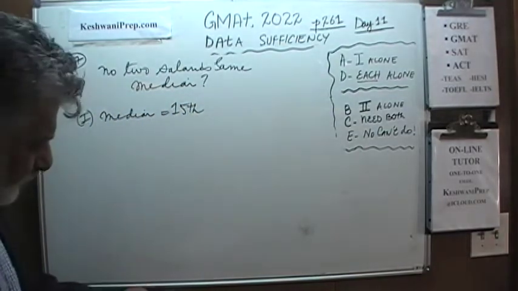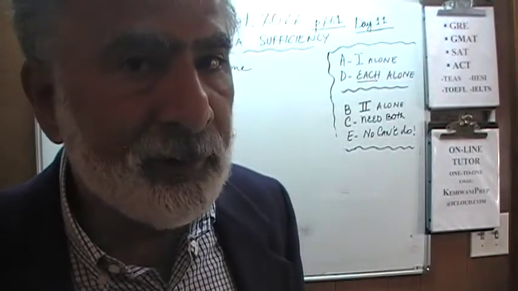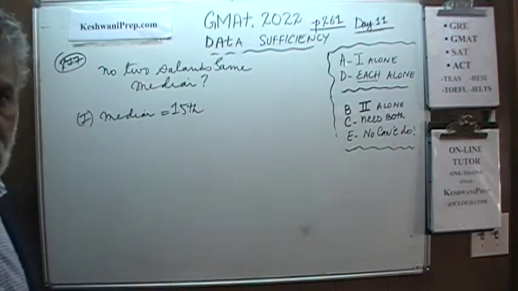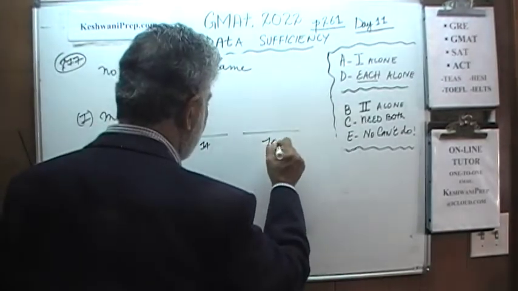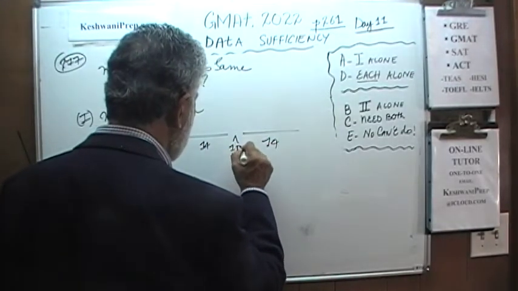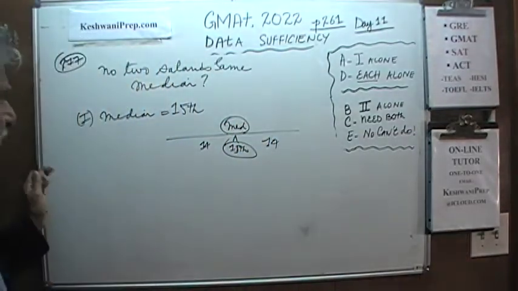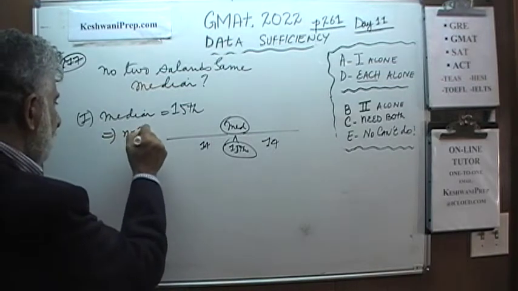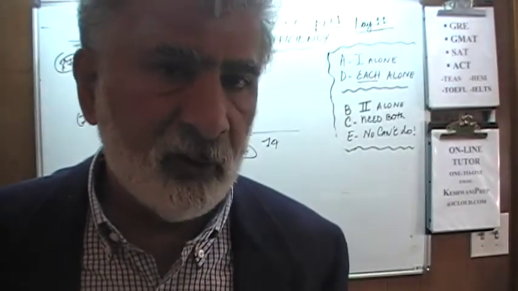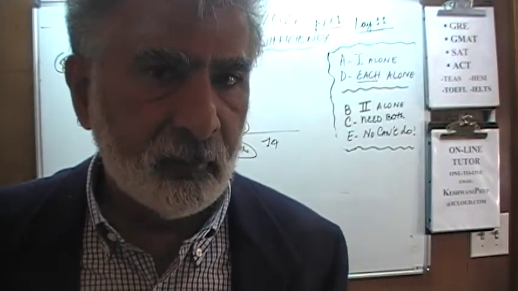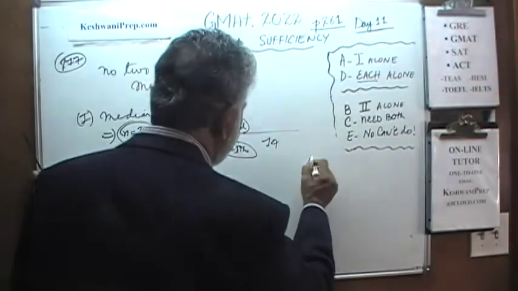The first statement tells us that when we arrange the salaries in order, either ascending order or descending order, the median happens to be the 15th entry. Well, what this tells us is that there are 14 people on this side, 14 people on this side. This is the 15th entry. This is the median. So what this implies is that there must be 29 employees. That's all it tells us. So simply knowing that there are 29 employees in the firm does not enable us to figure out what the median is. The first statement by itself is not enough.